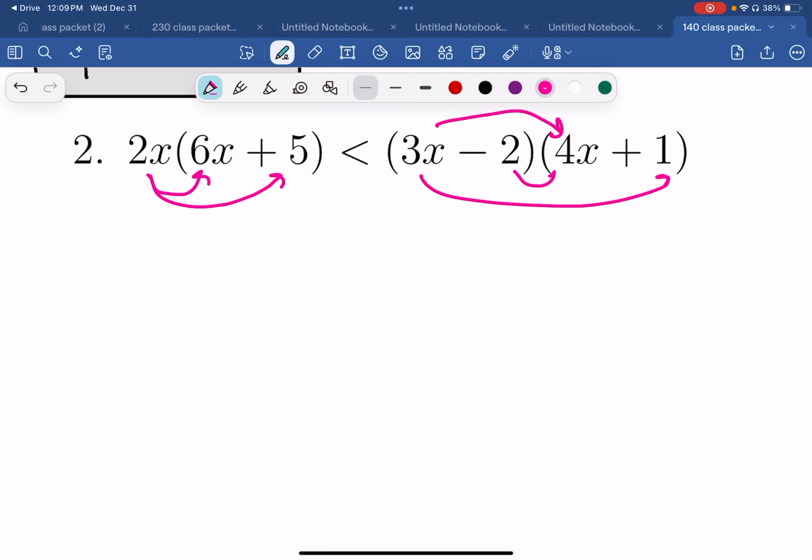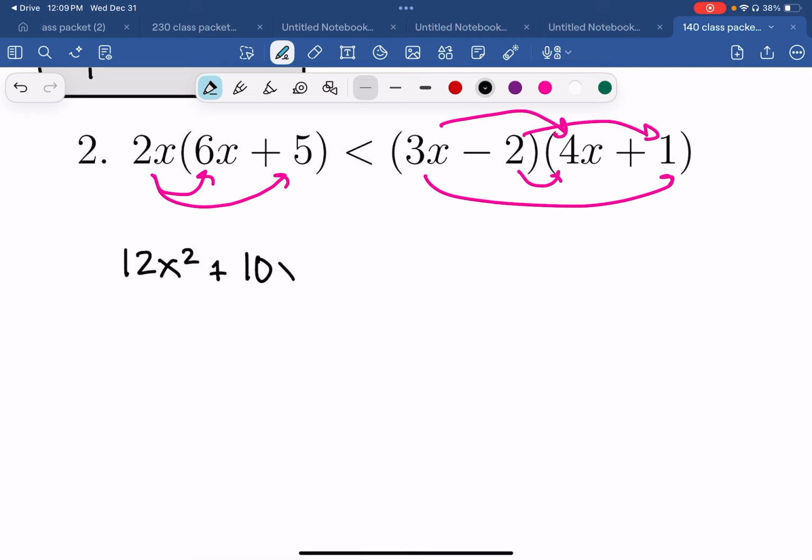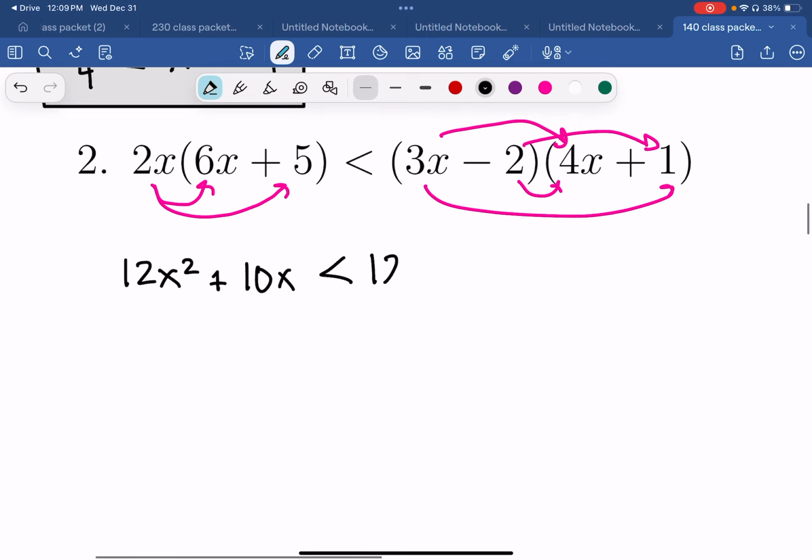outside, inside, and last. So if we do that on the left, 2x times 6x gives us 12x squared, plus 2x times 5 is 10x, less than. Over here on the right, for that first, the 3x times the 4x gives me a 12x squared.